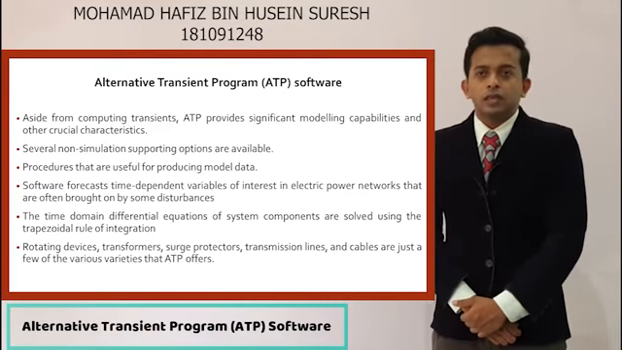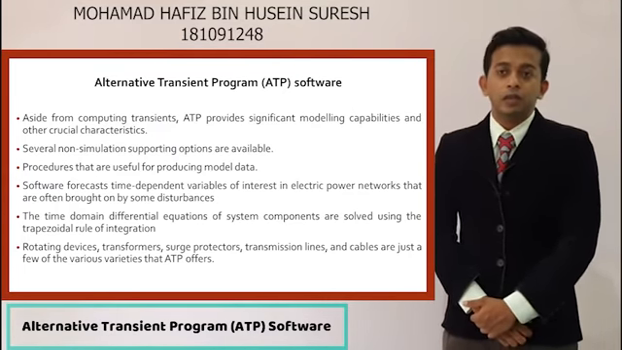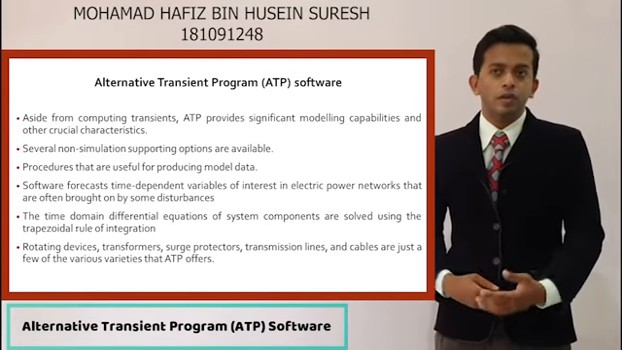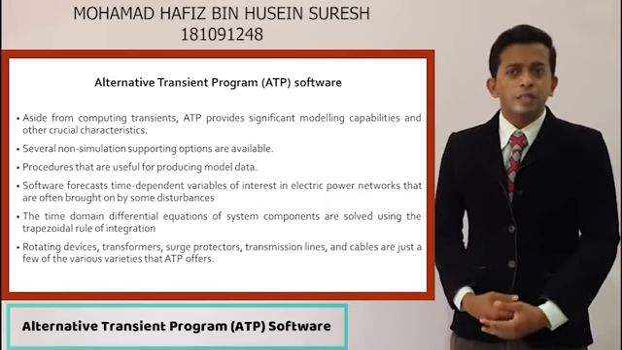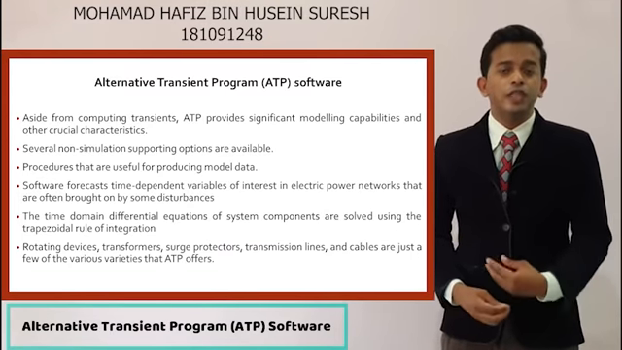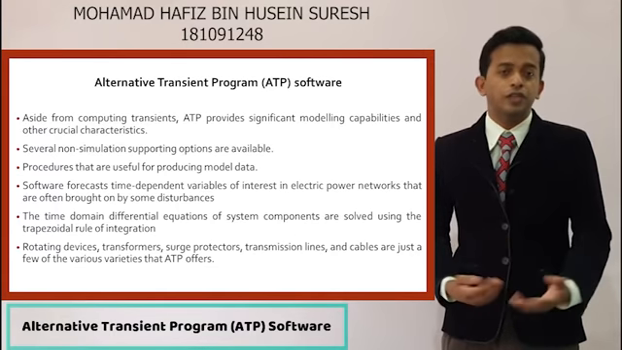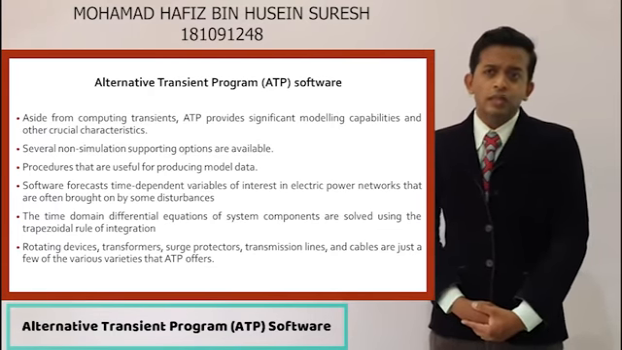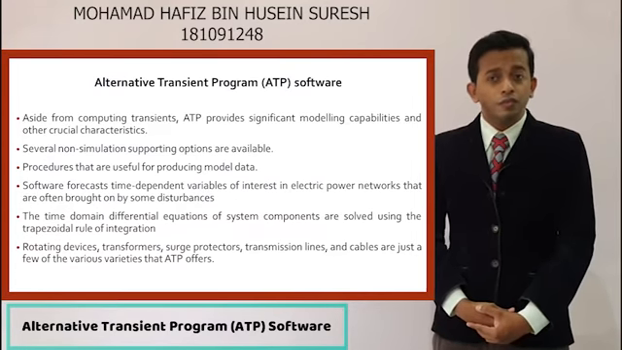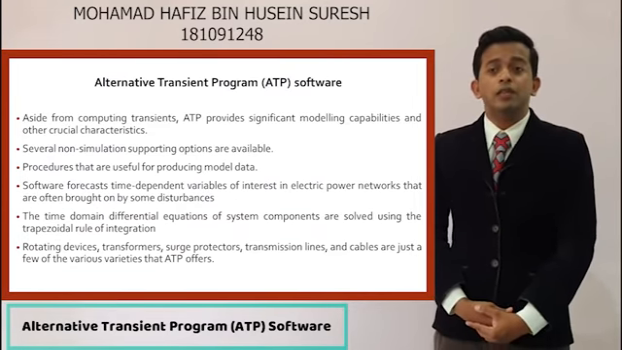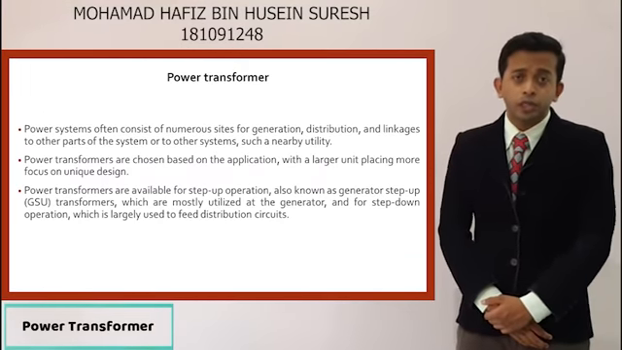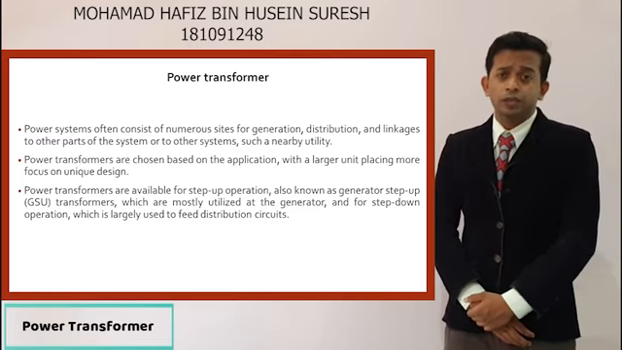Besides that, this software forecasts time-dependent variables of interest in electrical power networks that are often brought on by some disturbance. The time domain differential equations of system components are solved using the trapezoidal rule of integration. Rotating devices, transformers, surge protectors, transmission lines, and cables are just a few of the various varieties that ATP software offers. Next, I would like to explain about the apparatus that has been used in this journal.